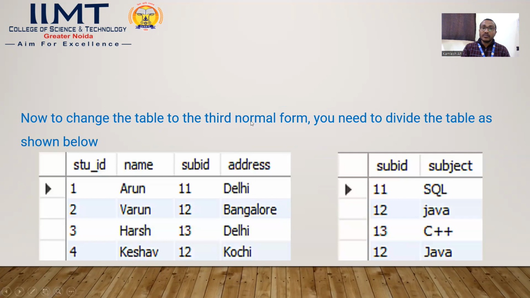Now we change the table into the third normal form. You need to divide the table as shown: student ID, name, subject ID, address. So we will split the table in two parts. In this table, subject ID and subject, because the subject is dependent on the subject ID.